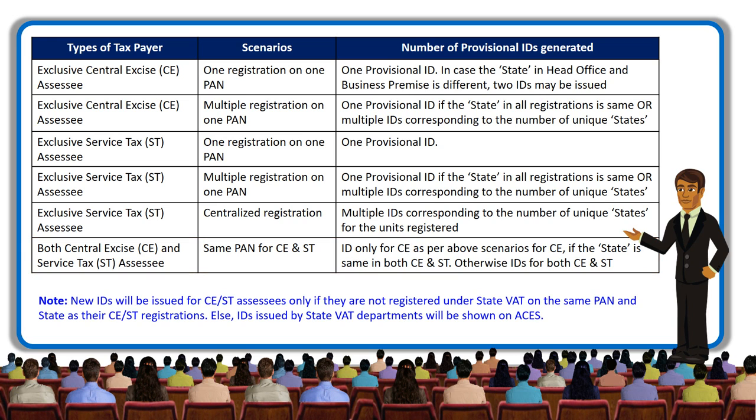Note: new IDs will be issued for central excise or service tax assessees only if they are not registered under state VAT on the same PAN and state as their central excise or service tax registrations. Else, IDs issued by state VAT departments will be shown on ACES.